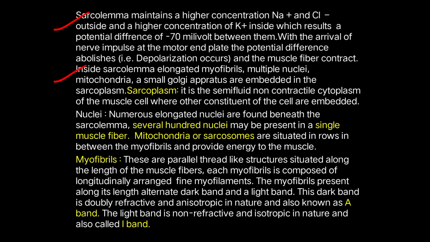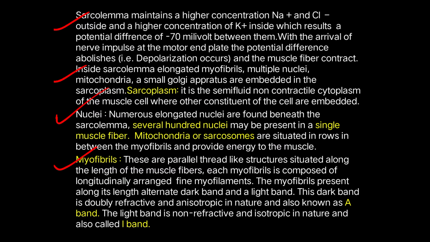Then sarcoplasm, it is the semi-fluid, non-contractile cytoplasm of the muscle cell, where other constituents of the cell are embedded. Then nuclei. Numerous elongated nuclei are found beneath the sarcolemma, and several hundred nuclei may be present in a single muscle fiber. Then mitochondria or sarcosomes are situated in rows in between the myofibrils and provide energy to the muscle. Then myofibrils. These are parallel thread-like structures situated along the length of the muscle fiber.